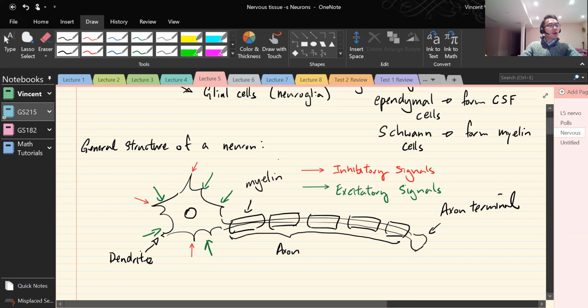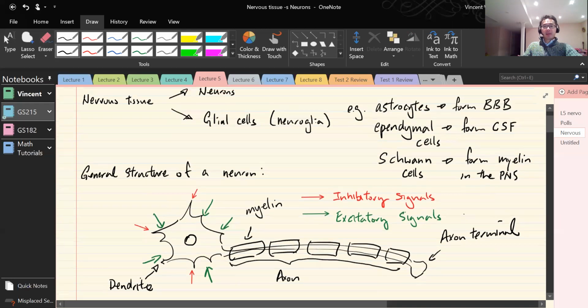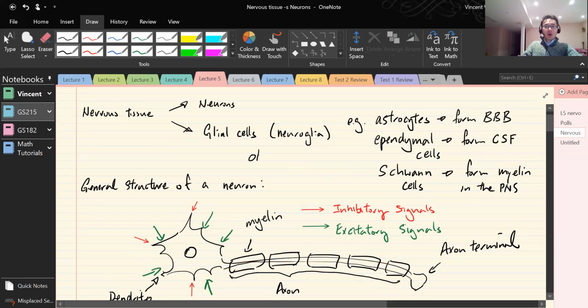Now, depending on whether you are in the PNS or in the CNS, the cell that forms the myelin is going to be different. So for example, we talked about Schwann cells already. Schwann cells are responsible for forming myelin in the PNS, the peripheral nervous system. You have a different type of cell that forms the myelin in the CNS. Maybe I should write it down here as well. It's called the oligodendrocyte. Okay, so that would form myelin in the CNS.